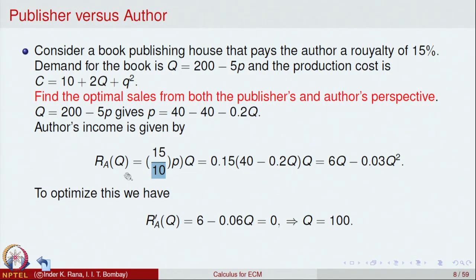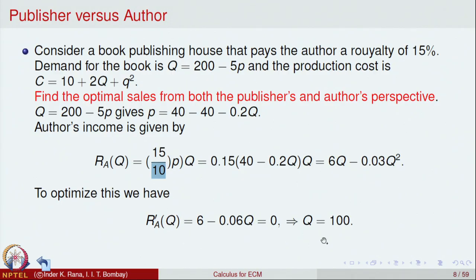So, what we want to do is optimize this function, which is 6 q minus 0.03 q square. So, to maximize that, we look at the derivative. So, that will be 6 minus 2 comes down, so 0.06 q. And to find out the possible point where it can have a maximum, we have to put it equal to 0. So, this equation gives you q equal to 100. So, at q equal to 100, possibly the maximum of the revenue of the author will be there when there is a sale of 100 books.